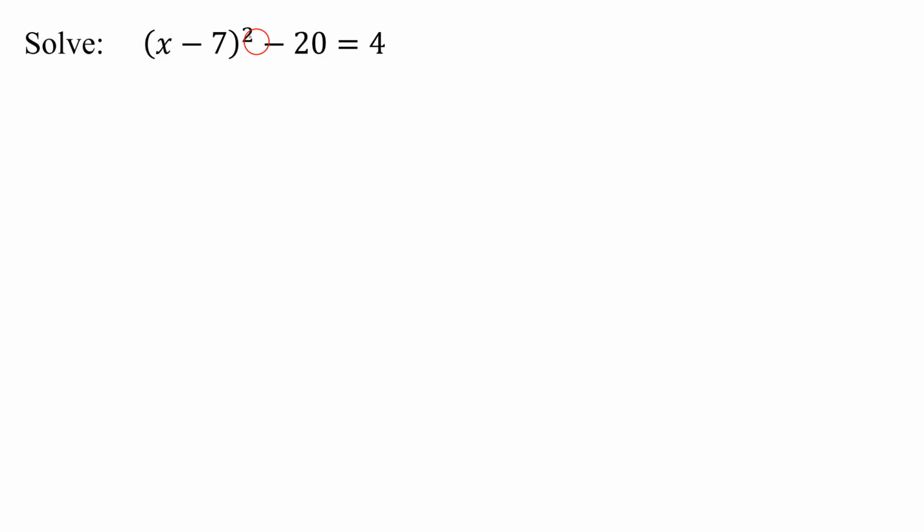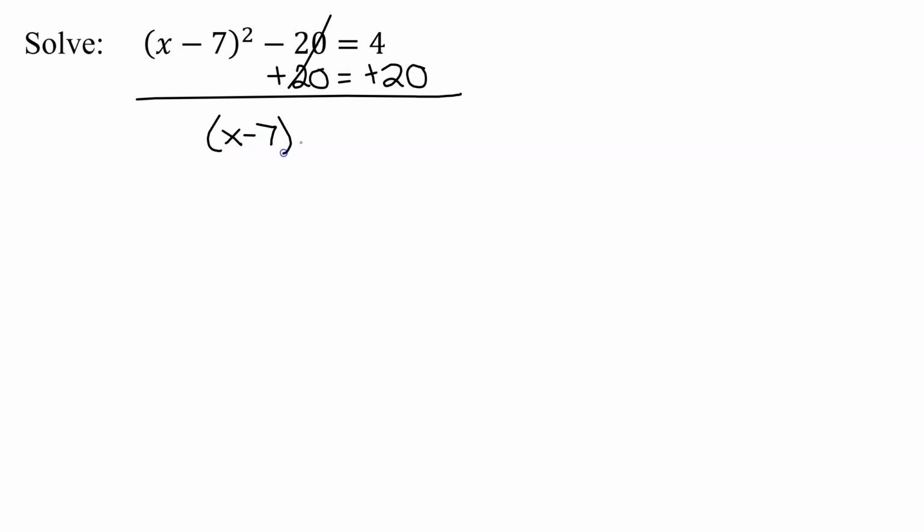And I have a squared term and numbers, so I need to isolate the squared term. So I'm going to add 20 to both sides of the equation. And so I get my x minus 7 squared equals 4 plus 20 is 24. I have my squared term isolated on one side, my number on the other. So now all I have to do is take the square root of both sides.